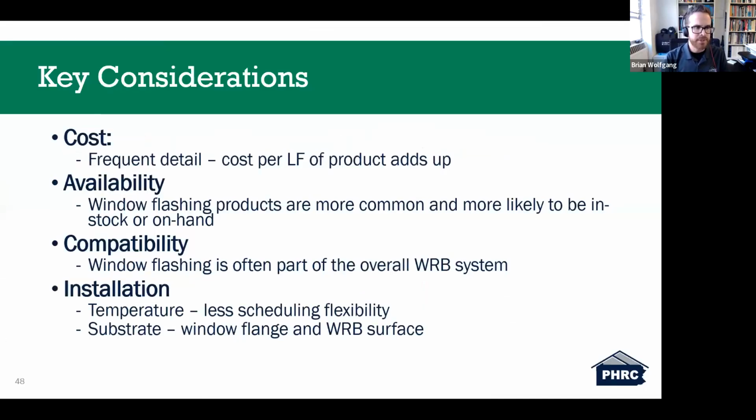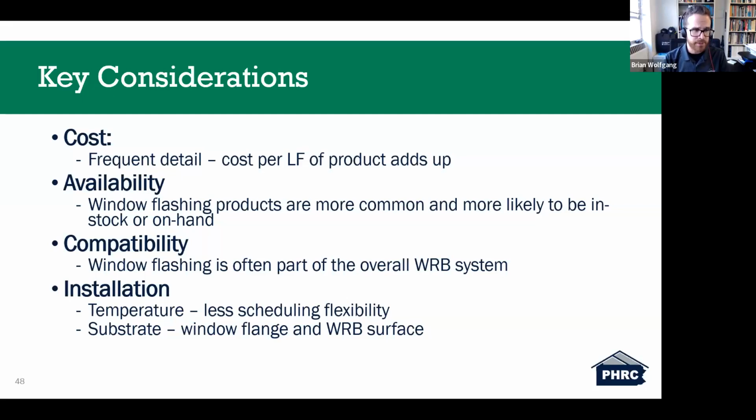So if we look back at those considerations we talked about before of cost, availability, compatibility, and installation, I tried to expand on each of these for this specific location. For windows, for cost, the cost of the materials becomes a little bit more important because it's a frequent detail. You have a lot of windows on a home, and you have a lot of homes perhaps in your product offering, so your cost per lineal foot of product starts to add up.